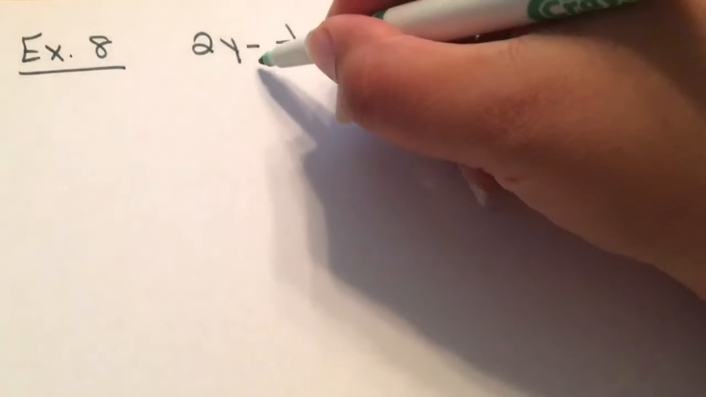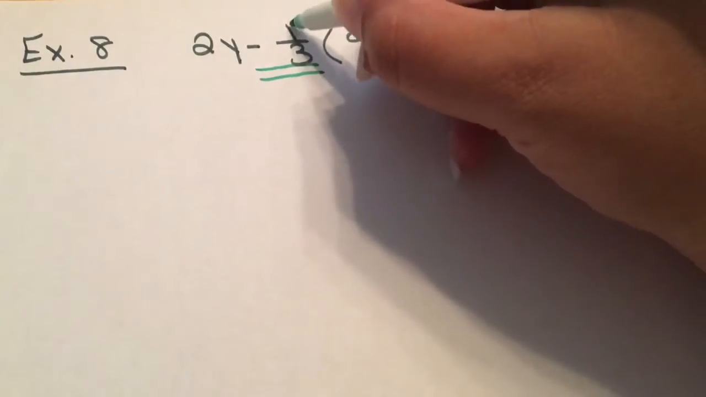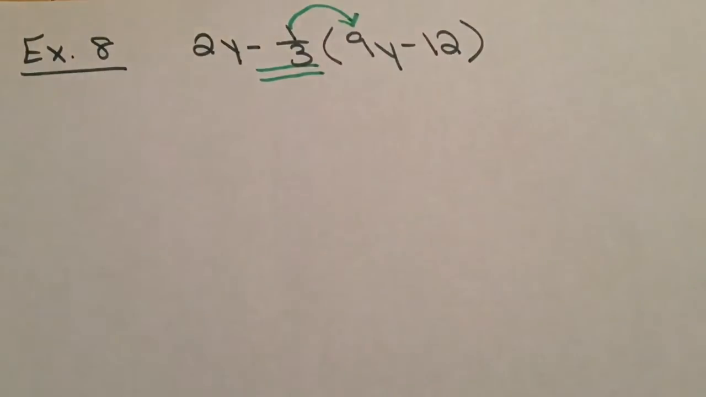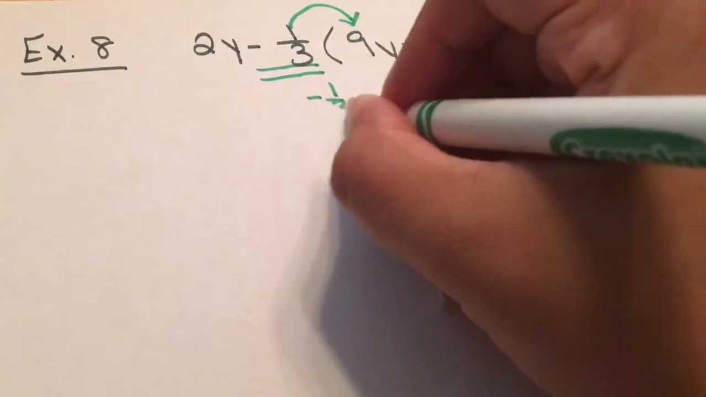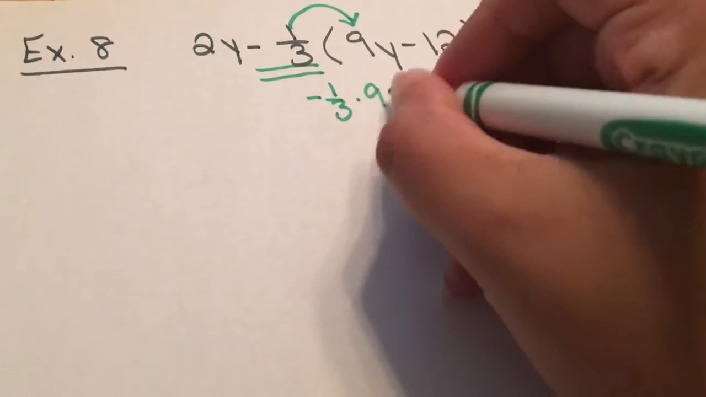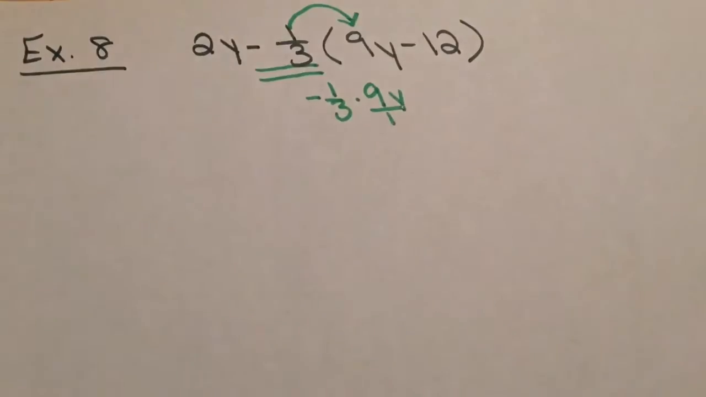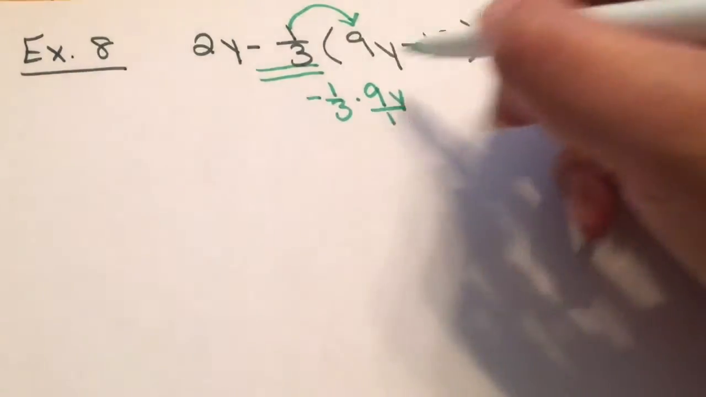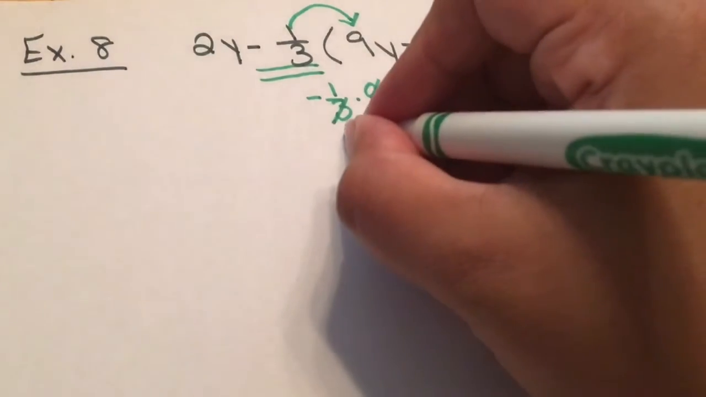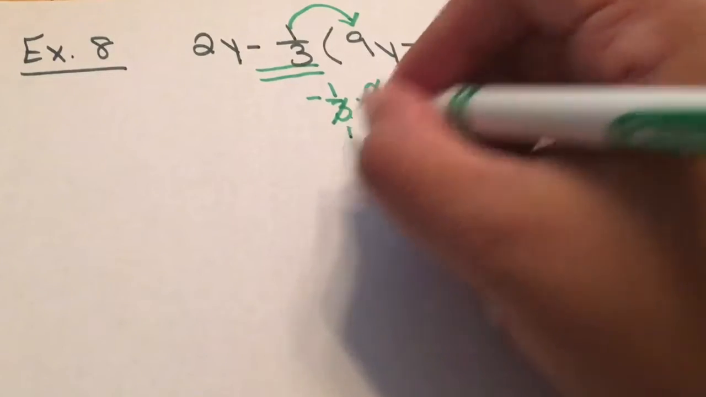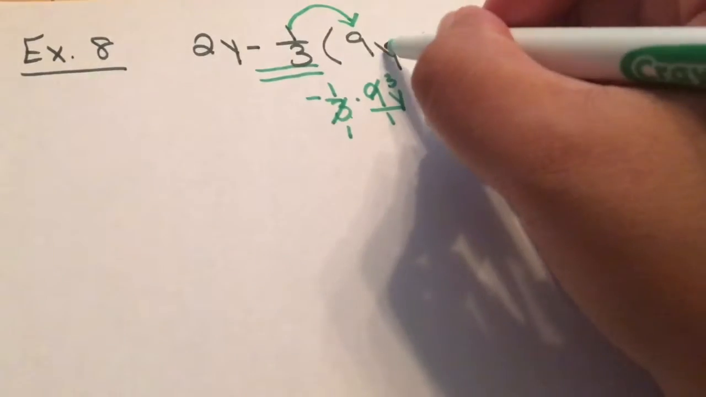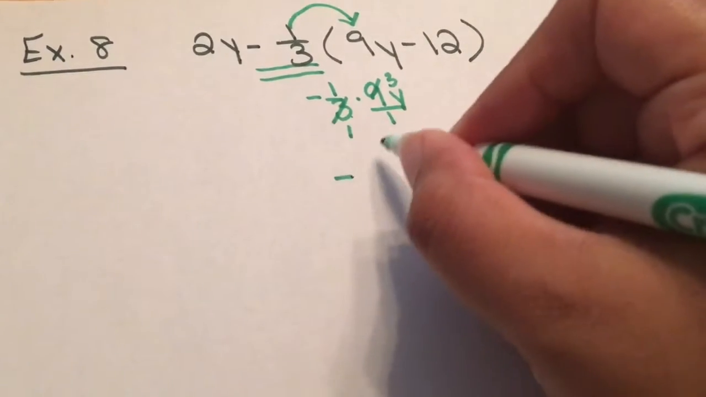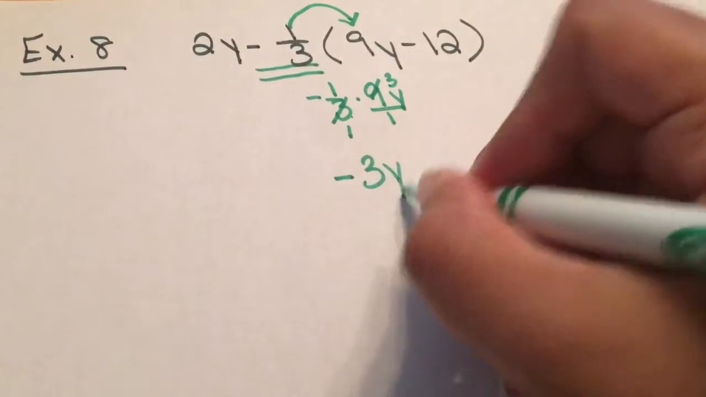So first thing I want to do, I see I have this negative 1/3. I'm going to go ahead and multiply my negative 1/3 times 9y. Remember, we have to make 9 a fraction, so I'm going to put that 1 underneath, and then we can go ahead and simplify this. We can divide both of these by 3, so I'll be left with a 1 and a 3. Therefore, negative 1/3 times 9y is going to be negative 3y.